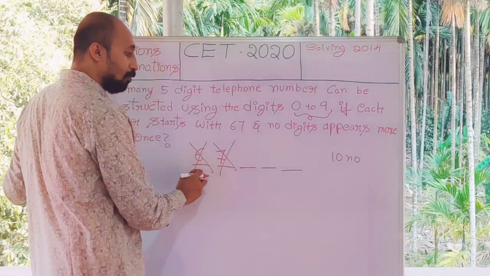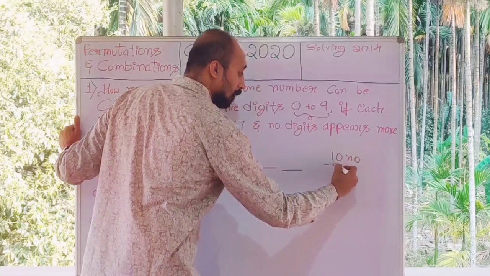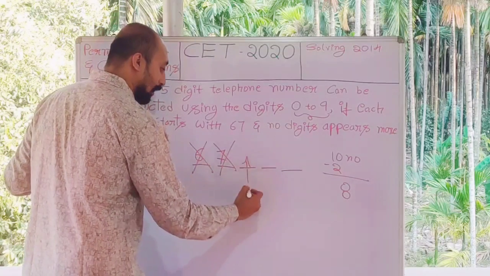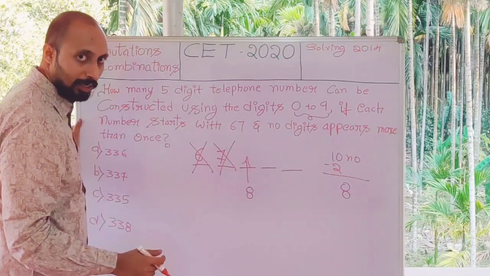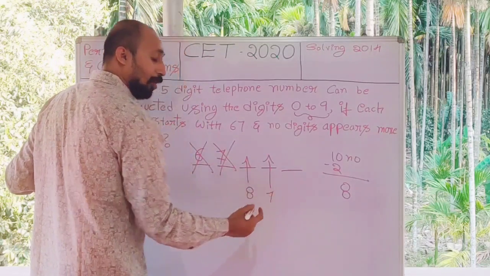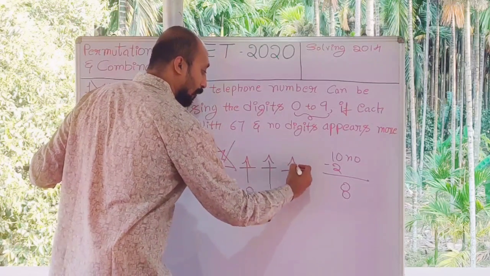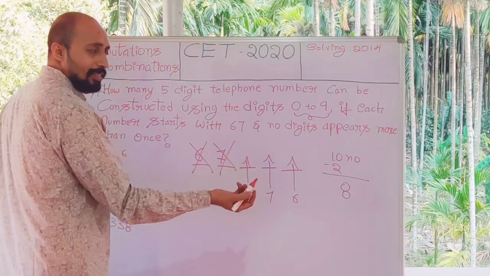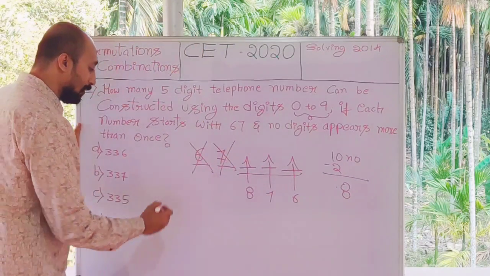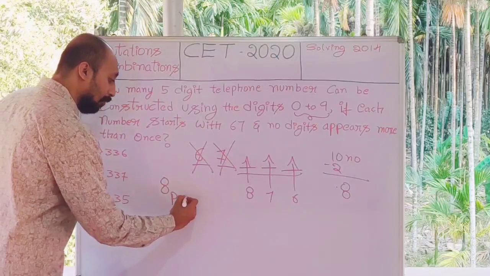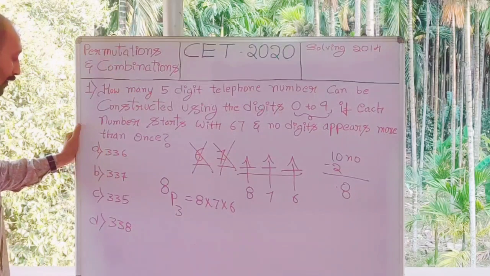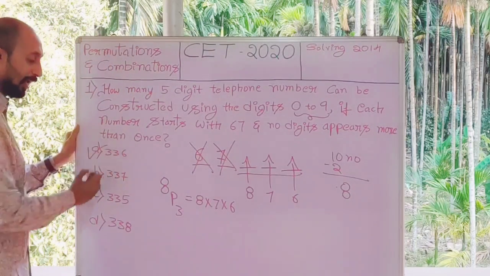Out of 10 numbers, 2 numbers are gone. So how many numbers are remaining? 8 numbers are remaining. So here any one of 8 numbers can go in. And here any one of 7 numbers goes in. Or any one of 6 numbers goes in. Or else, if you don't like this, there are 3 places and 8 numbers, so it is just 8P3. What is 8P3? 8 into 7 into 6, which is 336. Option A is your right answer.